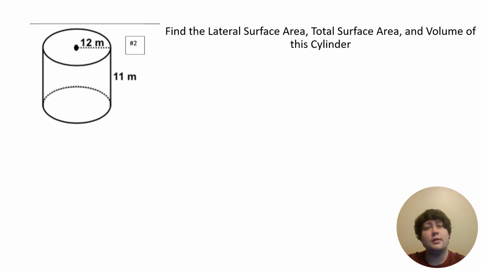Hi everyone. Today we're going to talk about cylinders. A cylinder is a 3D object defined by its two connected circular bases. Now you can find examples of these all over your house, and I went ahead and found some.